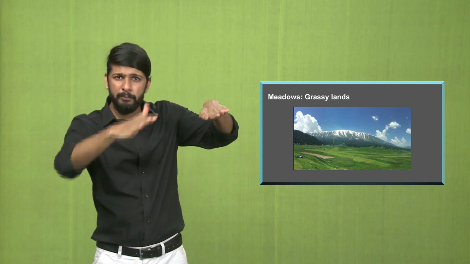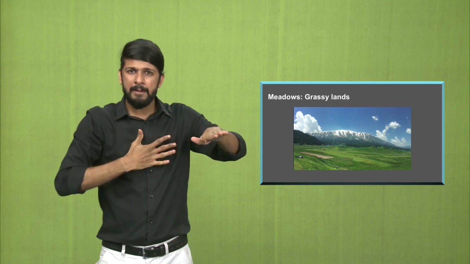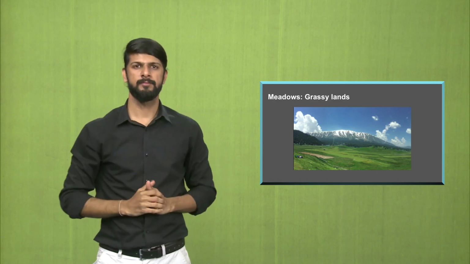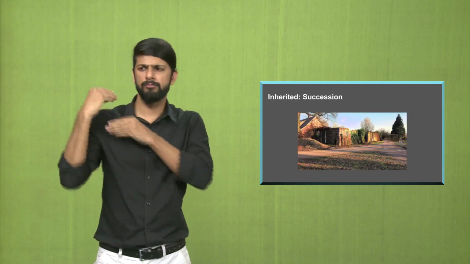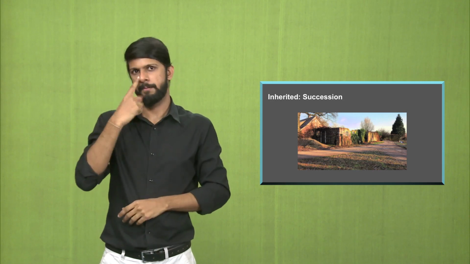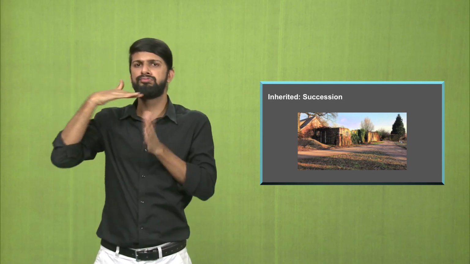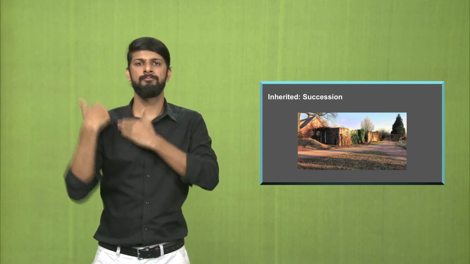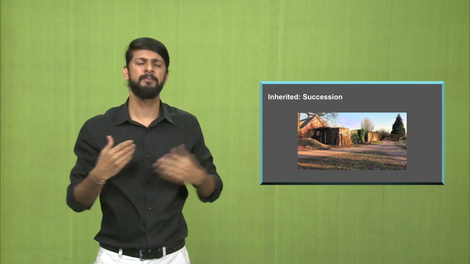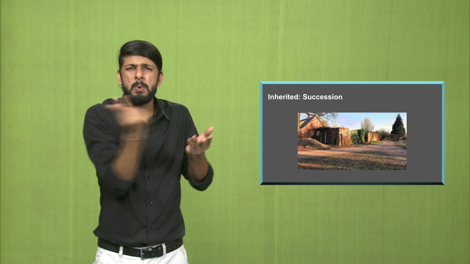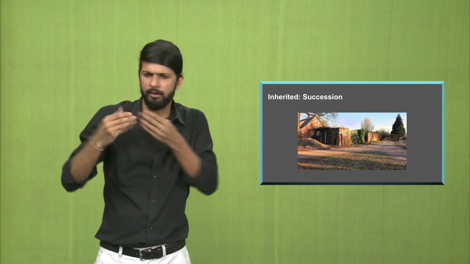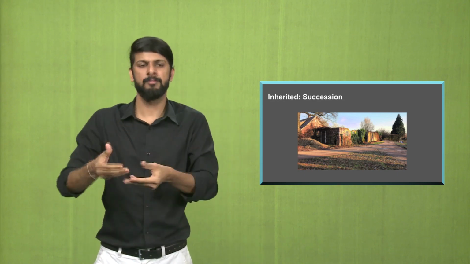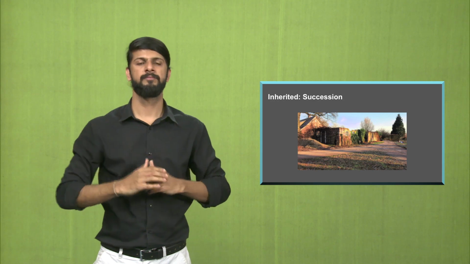Meadows are grassy lands. Inherited means to get by succession. So, upon the death of the previous generation, we inherit things from, for example, our parents, the things which they used, their diaries, their pen, precious items. Upon their death, it comes to their children. This is what is inherited or succession.